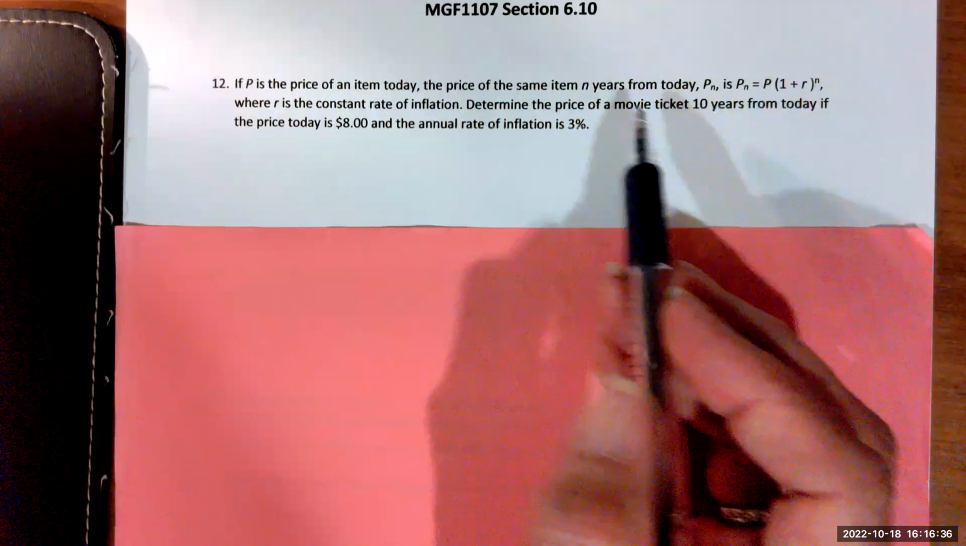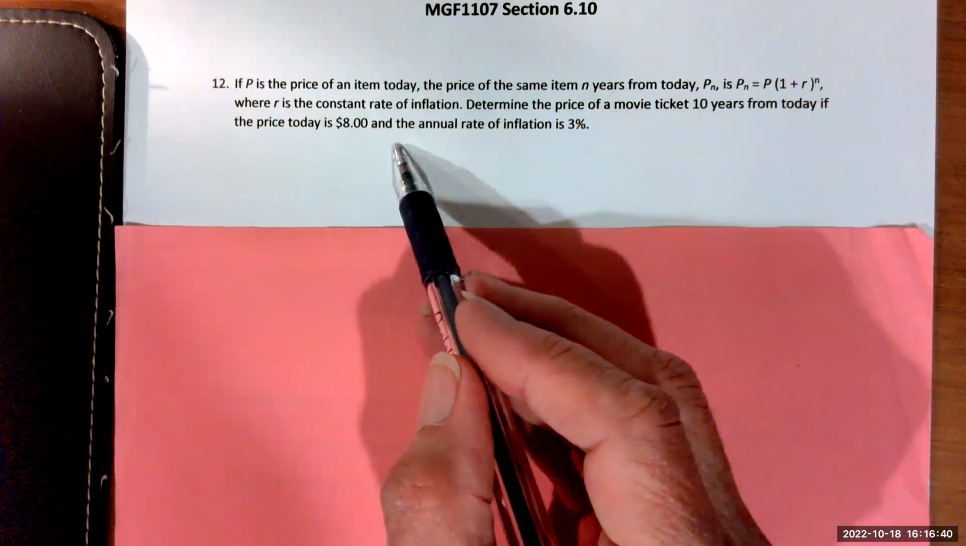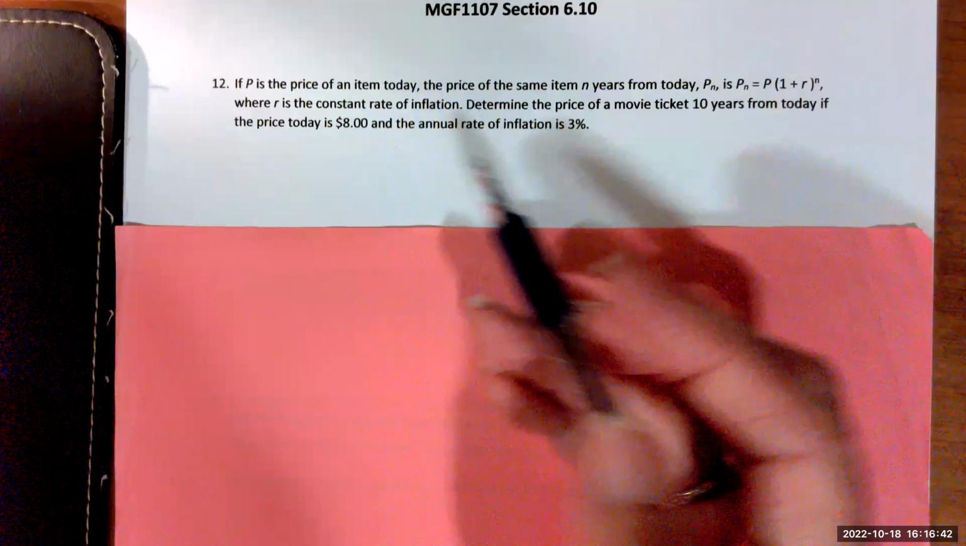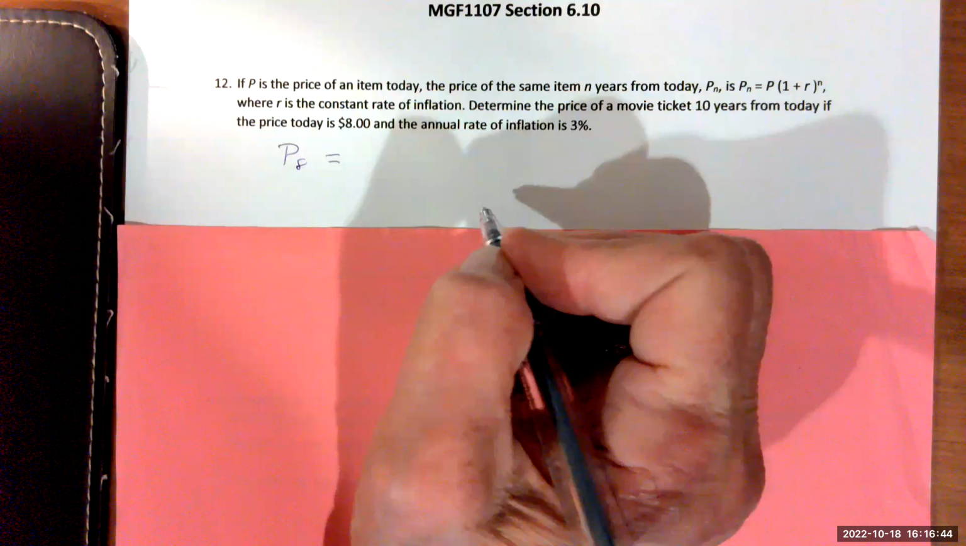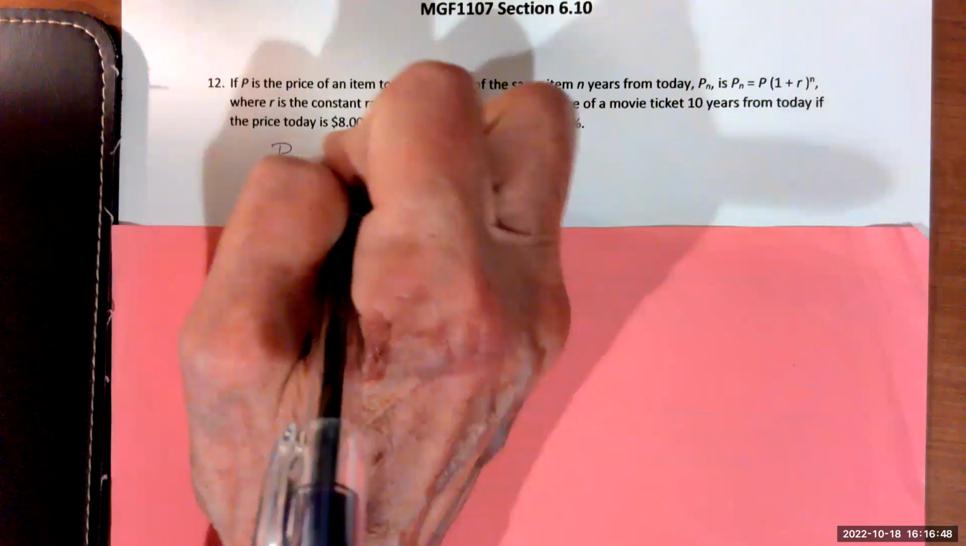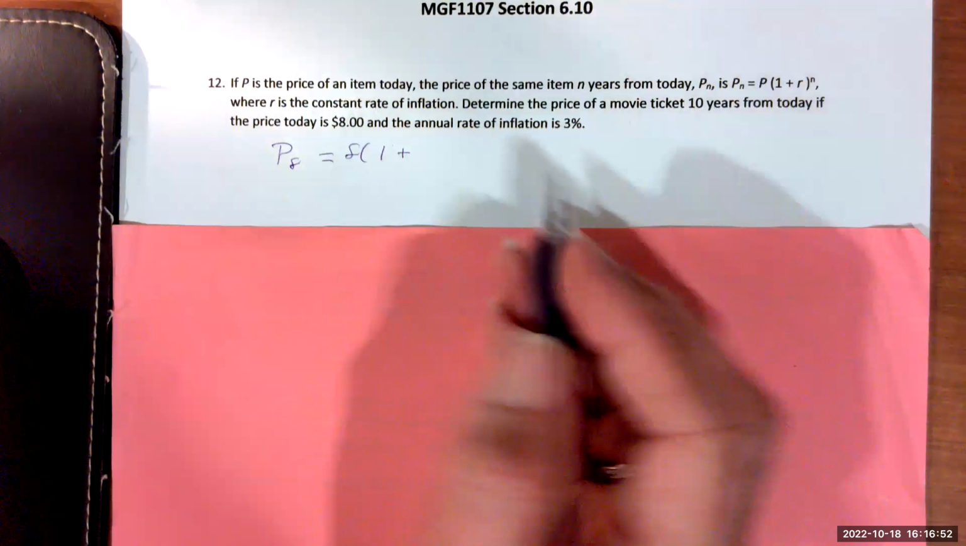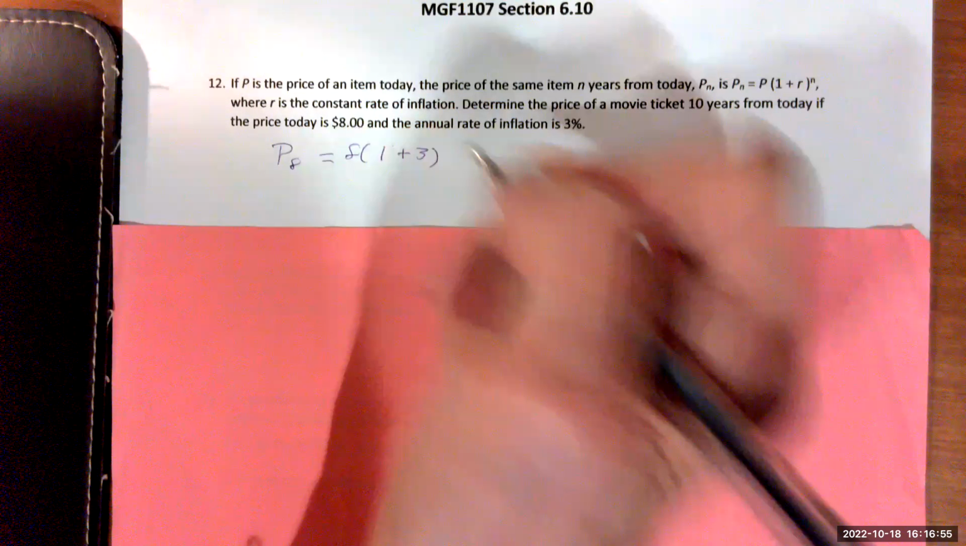We want to determine the price of a movie ticket 10 years from now if the price is $8 today. So the ticket price today is $8, which goes in front. And then we're going to put 1 plus the inflation rate that they gave us, which was 3%, so 1 plus 3. And we're going to do that as a decimal.